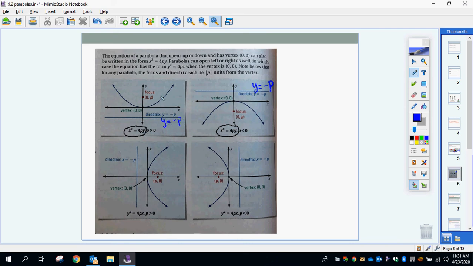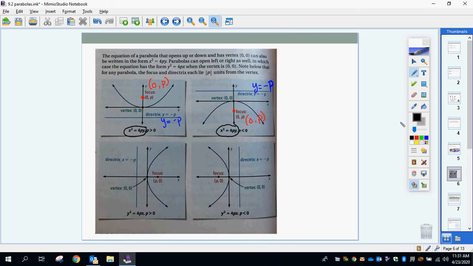So if we open up or down, we have the same equation and the same directrix line. It's horizontal. And we also have the same focus point. It doesn't matter where that focus is, it can always be found at the point (0, p). And again, p comes from inside of our equation. So essentially, opening up and opening down have all of the same parts: same directrix, same focus, same equation.